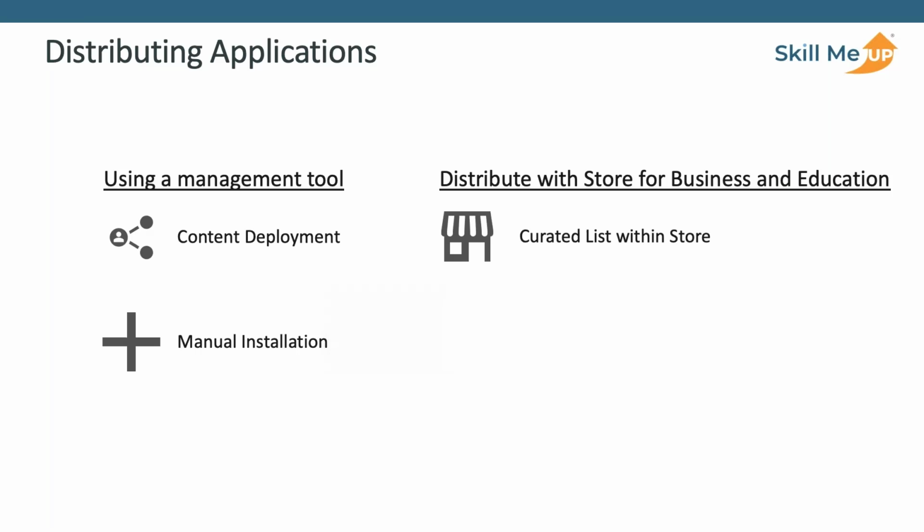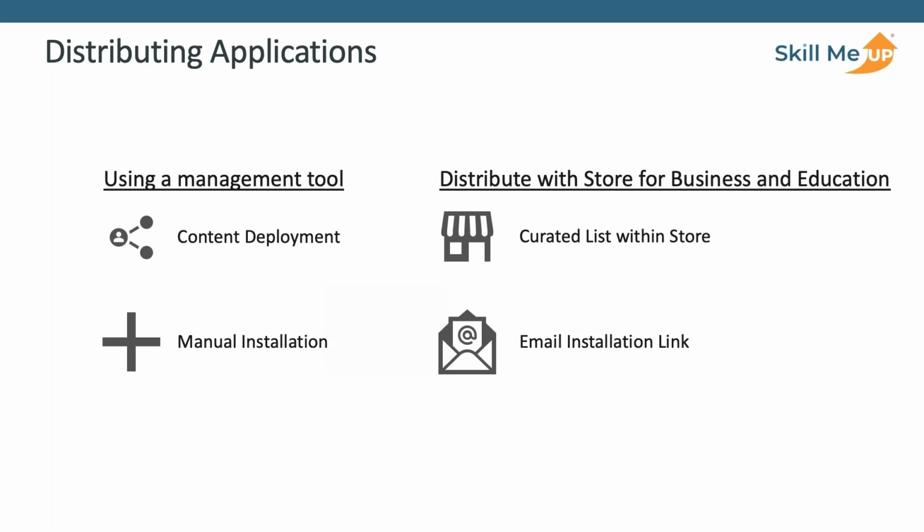Now, of course, we can distribute with the Store for Business and Education. So this is a little bit different. You can create a curated list within the store of applications that are available. And then, of course, the deployment process can be done, for example, it will email a link. So after a person goes into that store or the admin goes into the store and buys an application that can be utilized, you'll send the employees a link in an email message, and then they can install the application.